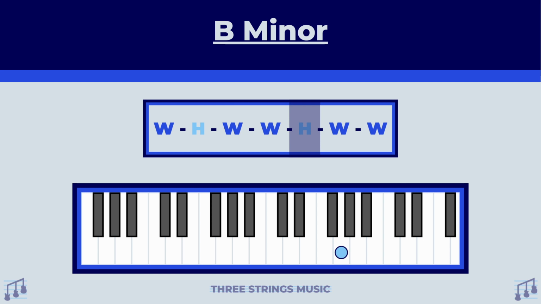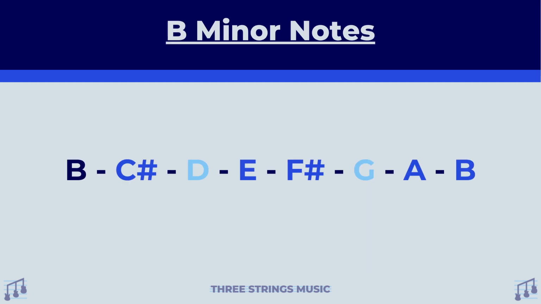And from there, we skip over the next black key to get to the next whole step in our scale, A. And last but most certainly not least, we need one more whole step, so we skip over that last black key to get to the next white key, B. And there you go, the B minor scale.